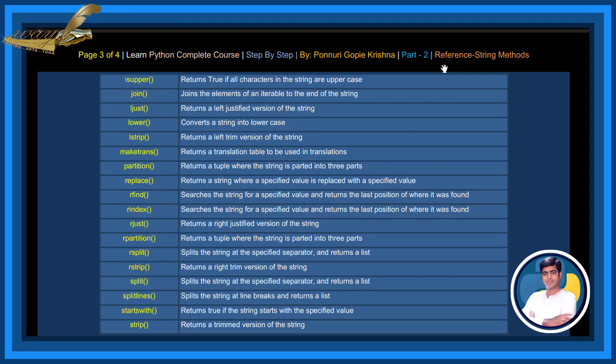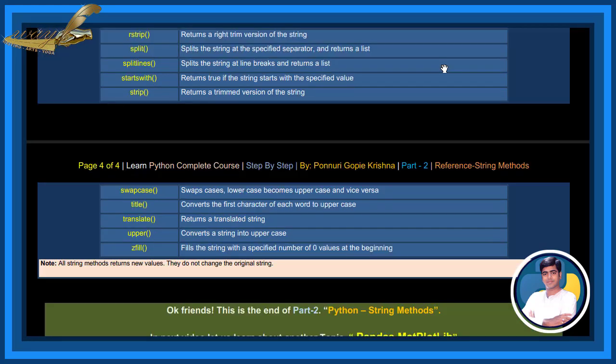Rstrip method returns a right trim version of the string. Split method splits the string at the specified separator and returns a list. Splitlines method splits the string at the line breaks and returns a list. Startswith method returns true if the string starts with a specified value.